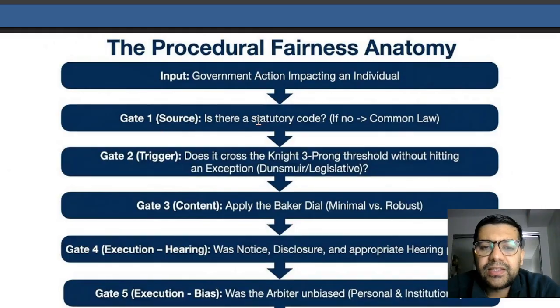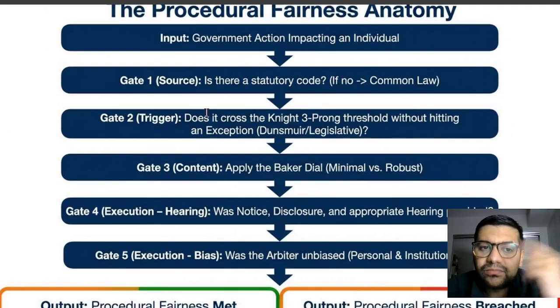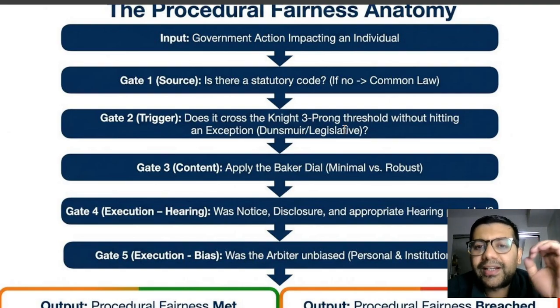Second, is there a statutory code, right? As I said, is it a statute? If it is not, then it's common law. If it's a statute, you will already see that written in your question. If it is not, you will not see that. That means it's common law. Now, the trigger we are going to talk about: does it cross the Knight three-prong threshold without hitting an exception? Exception, keep it aside. Does it cross the threshold?